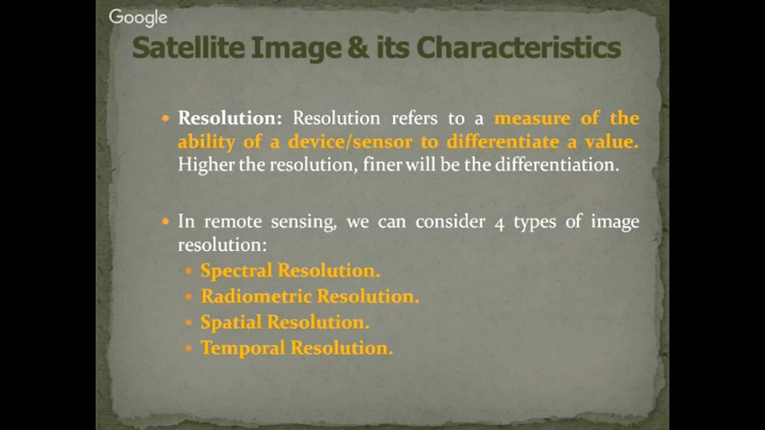Once one orbit is over, by the time the satellite comes back to its previous position, Earth moves from its own place. So in that case, the satellite captures the adjoining part of the earlier tracked area. So a satellite takes a few days to come back to the same place. The time interval for acquiring a satellite image of the same area is known as the temporal resolution, and this temporal resolution varies from satellite to satellite.